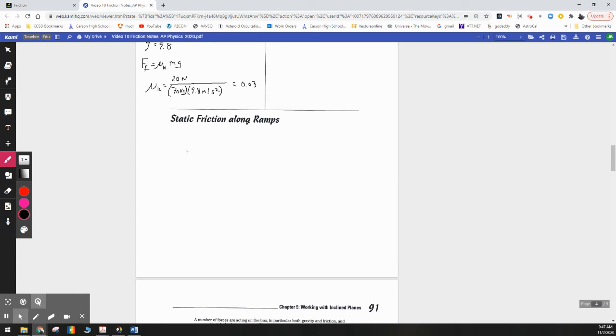All right, so this next part here is static friction along a ramp. So we're going to tie this into our inclined plane problem. Let's draw an inclined plane, and we'll draw it like this here. And of course this here is theta. Suppose we have a box resting along here, and it's not moving. And let's go ahead and identify all the forces now.